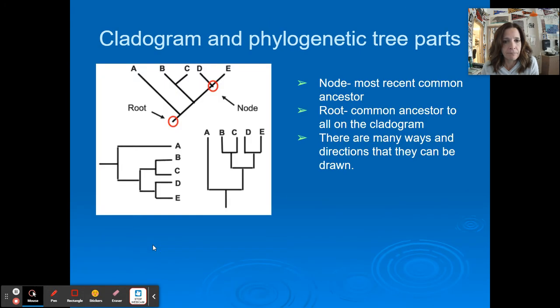Okay. All right, so there are different parts to these trees. A node is the most recent common ancestor. Right here, the root is a common ancestor to the whole cladogram. They can be drawn sideways or vertical. You might also see them rotated around the node. So this cladogram could rotate around this node right here, and it could go E, B, A, or C, B, A.